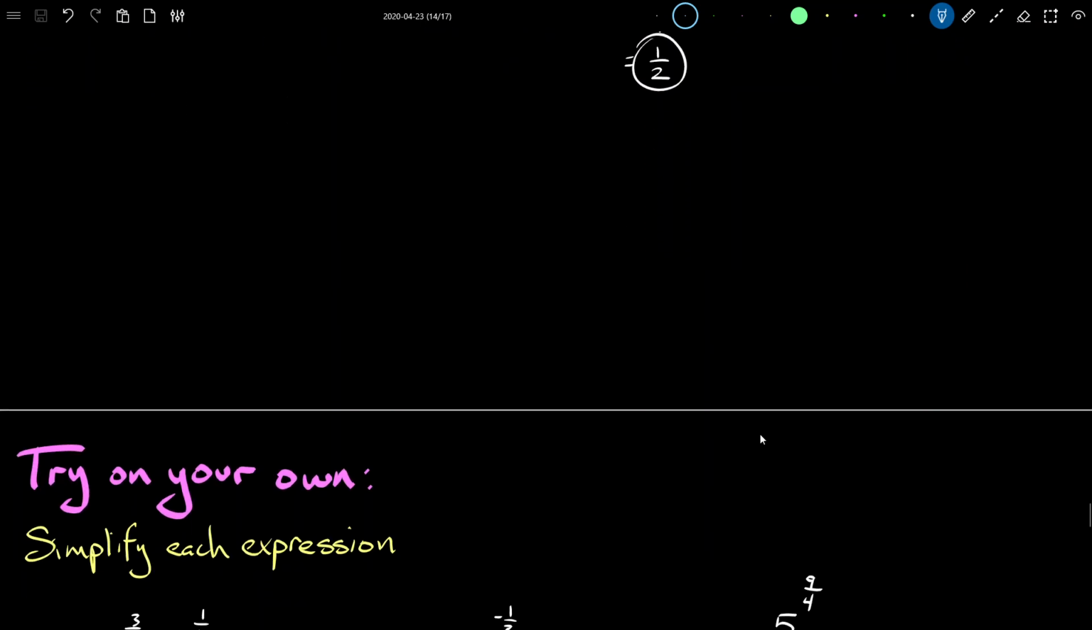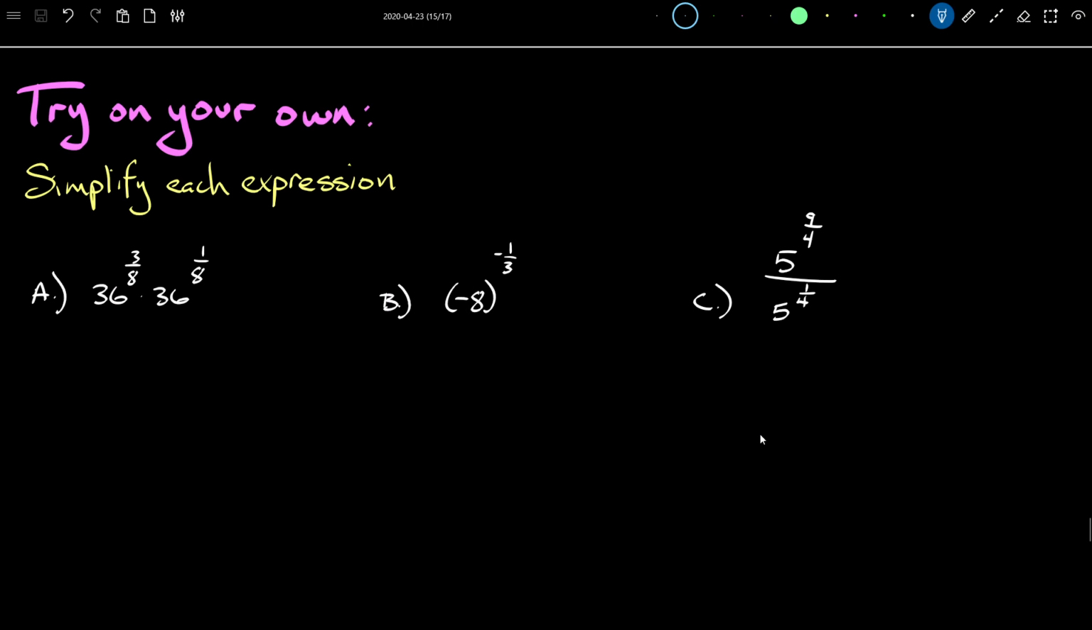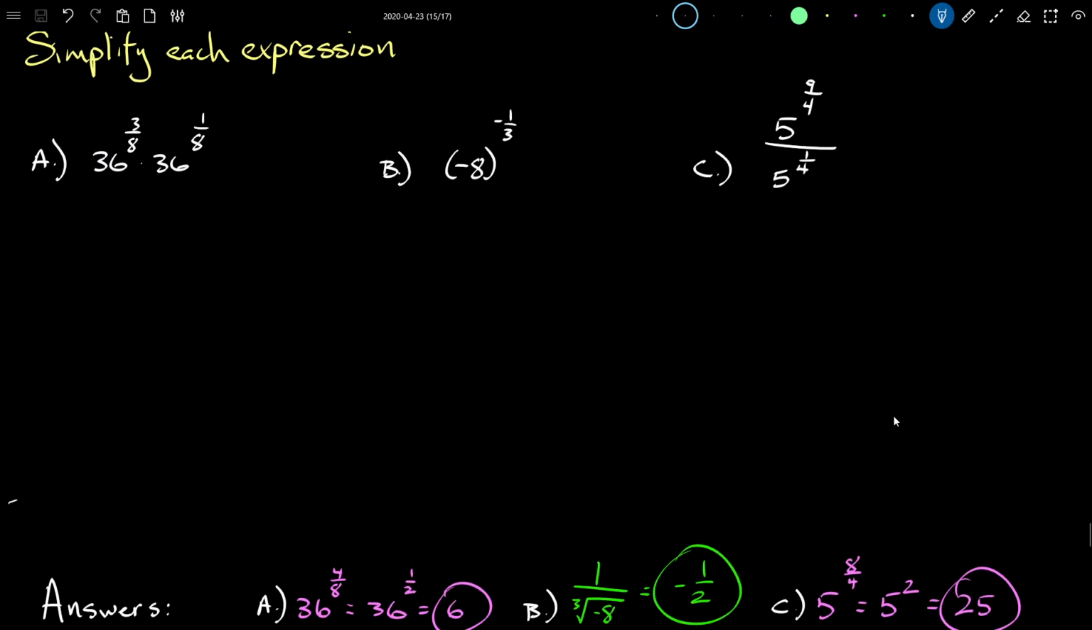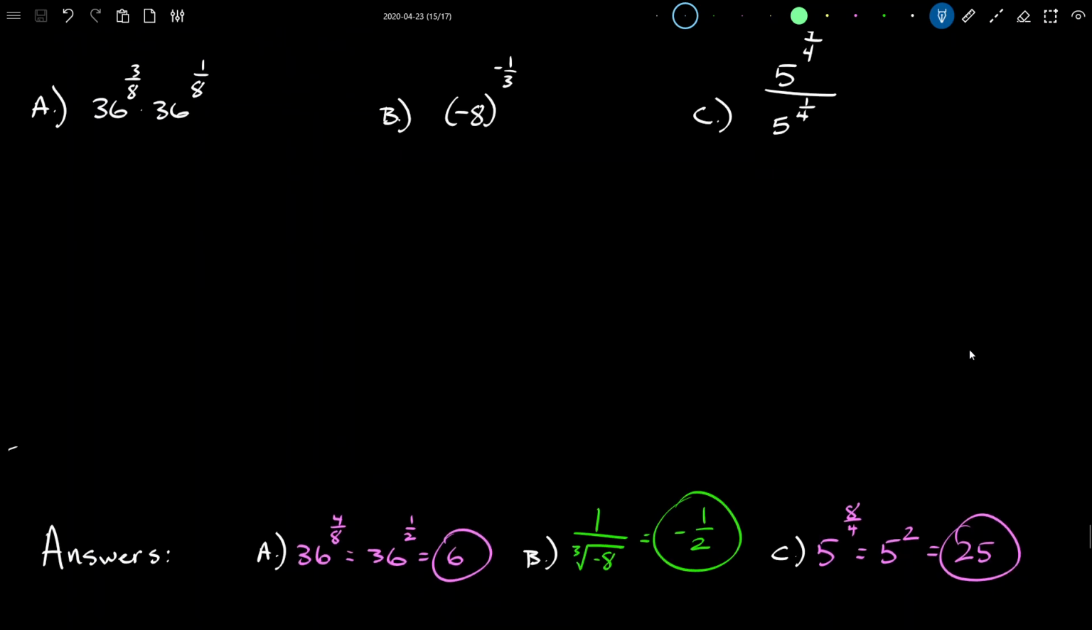So here's some if you want to try on your own. Okay, pause it here, try out the different properties, see if you can figure them out. And I've got the answers down here on the bottom. So the first one was intended that you would add the powers together and get 4/8, which reduces to 1/2. And then that would actually just lead you to doing square root only on 36, which is 6.